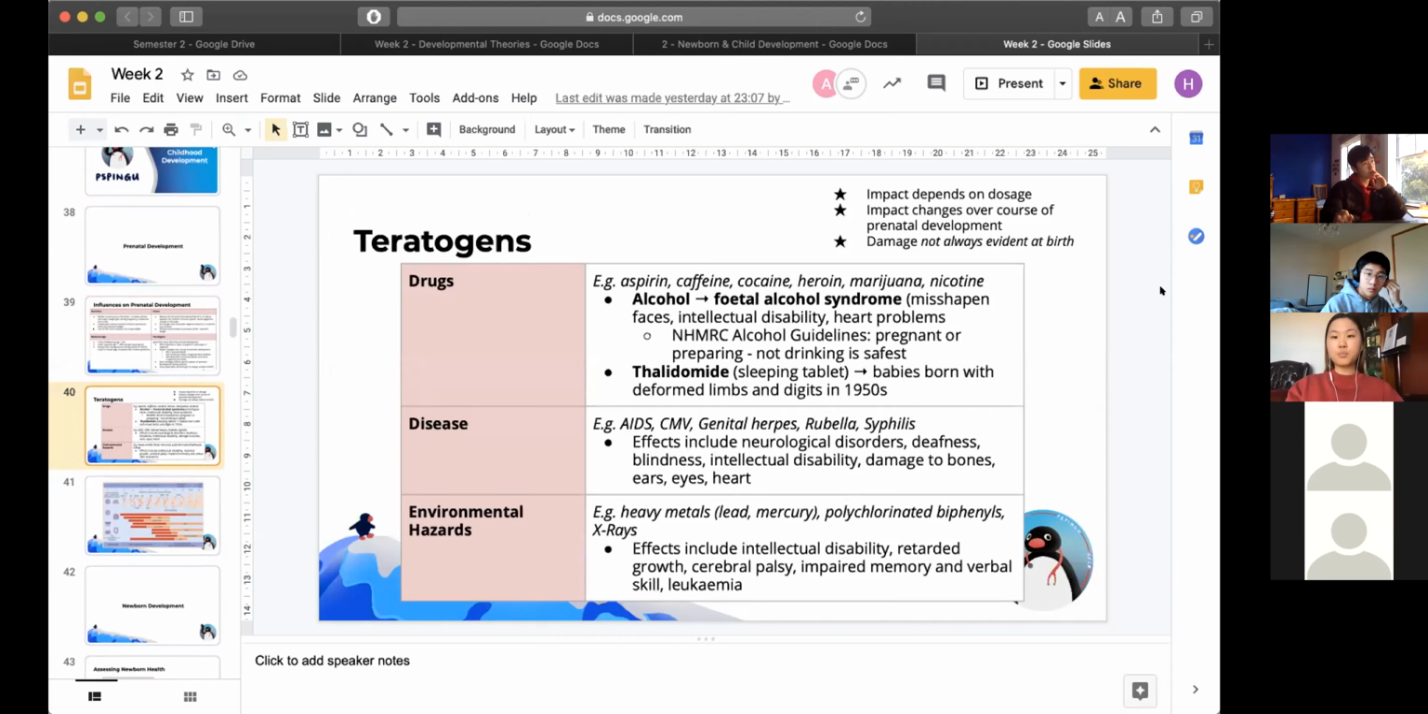The impact will depend on the dosage. So it's not like the minute you take a tablet of aspirin, the baby's going to miscarry and everything's going to go wrong. It's not like that. The impact will also change over the course of prenatal development. So that was listed here.